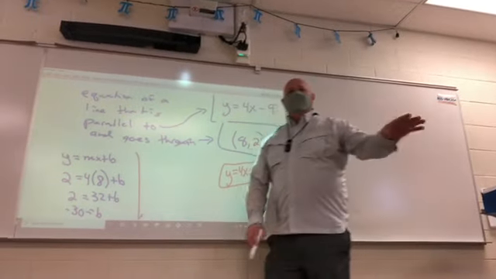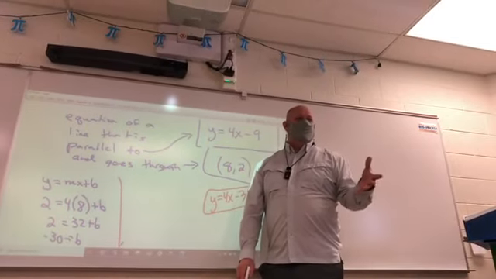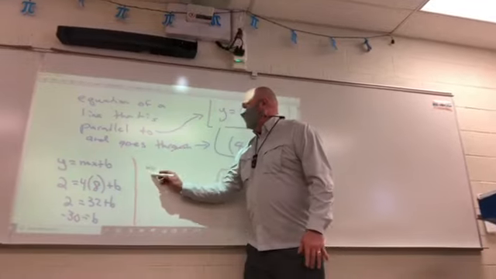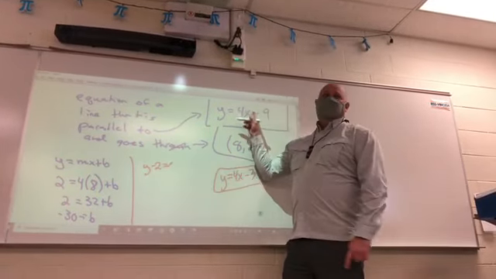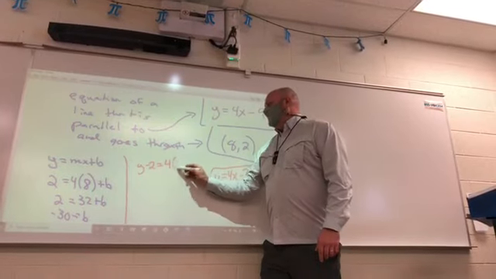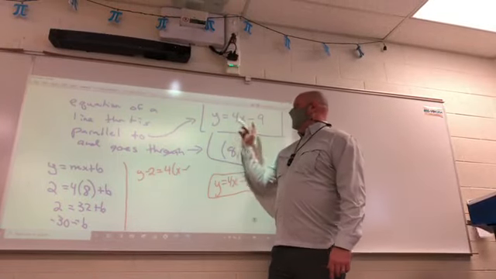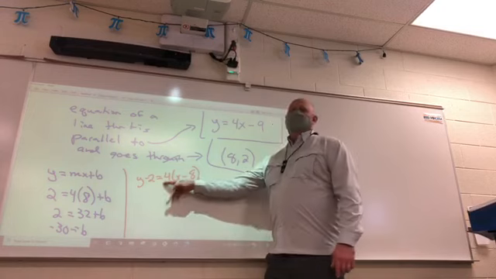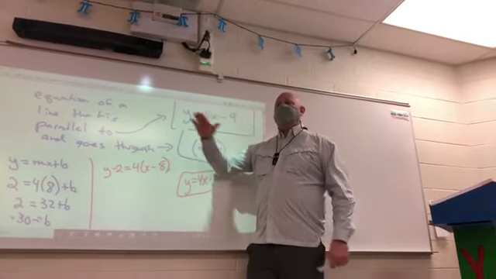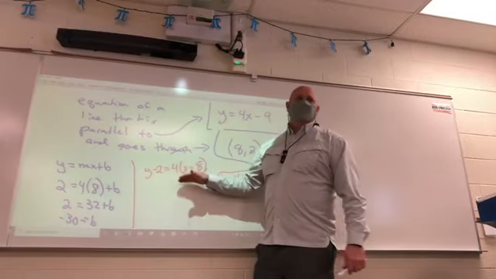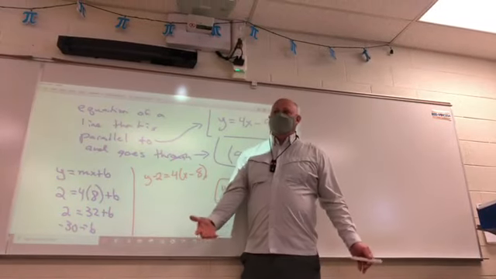I could do it that way. Or, couldn't I have used point-slope form? I could have also said y minus my y equals my slope times x minus my x. And if you distribute and combine like terms, you're going to end up with the exact same thing. Which of these two methods should you use? Whichever one you like better.